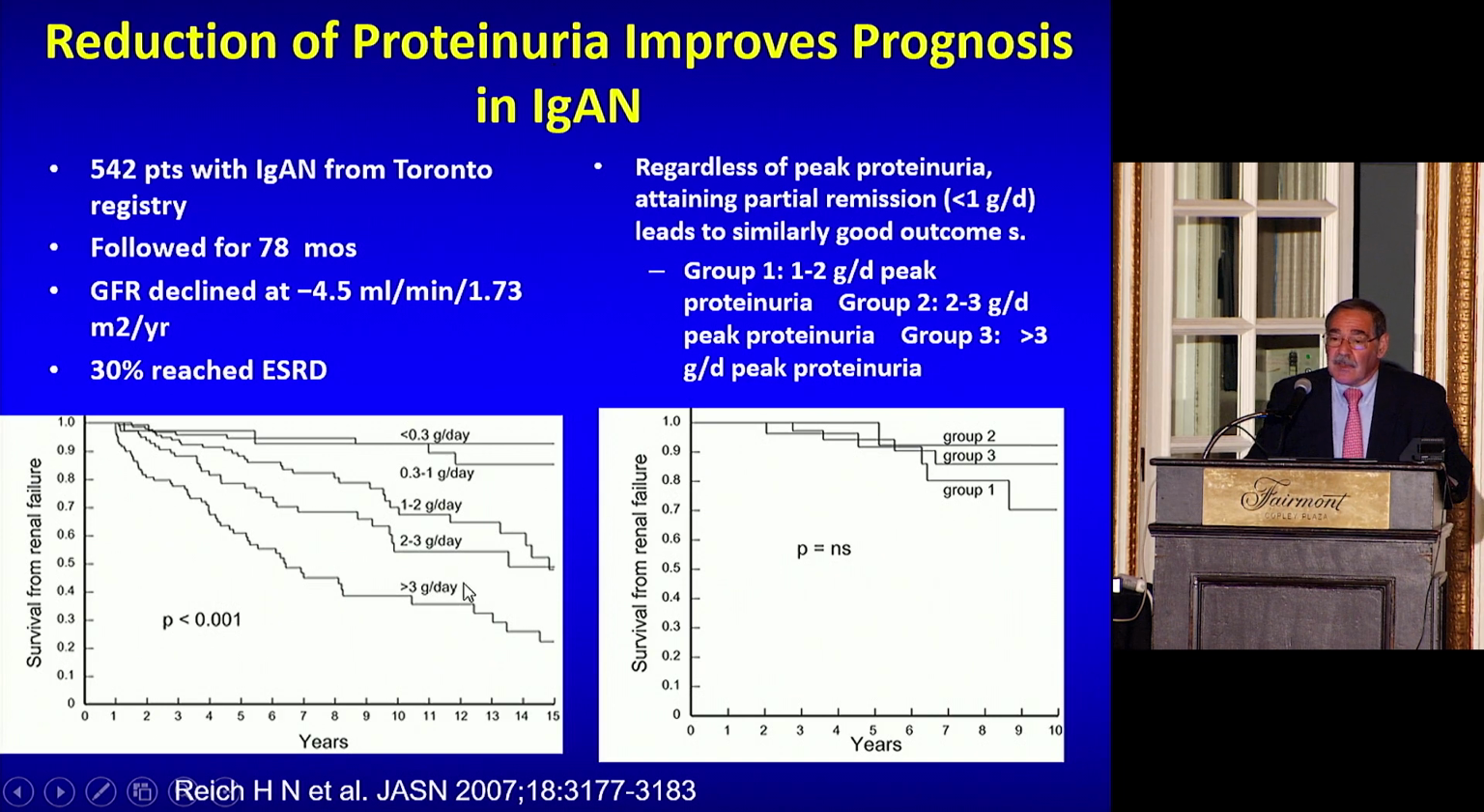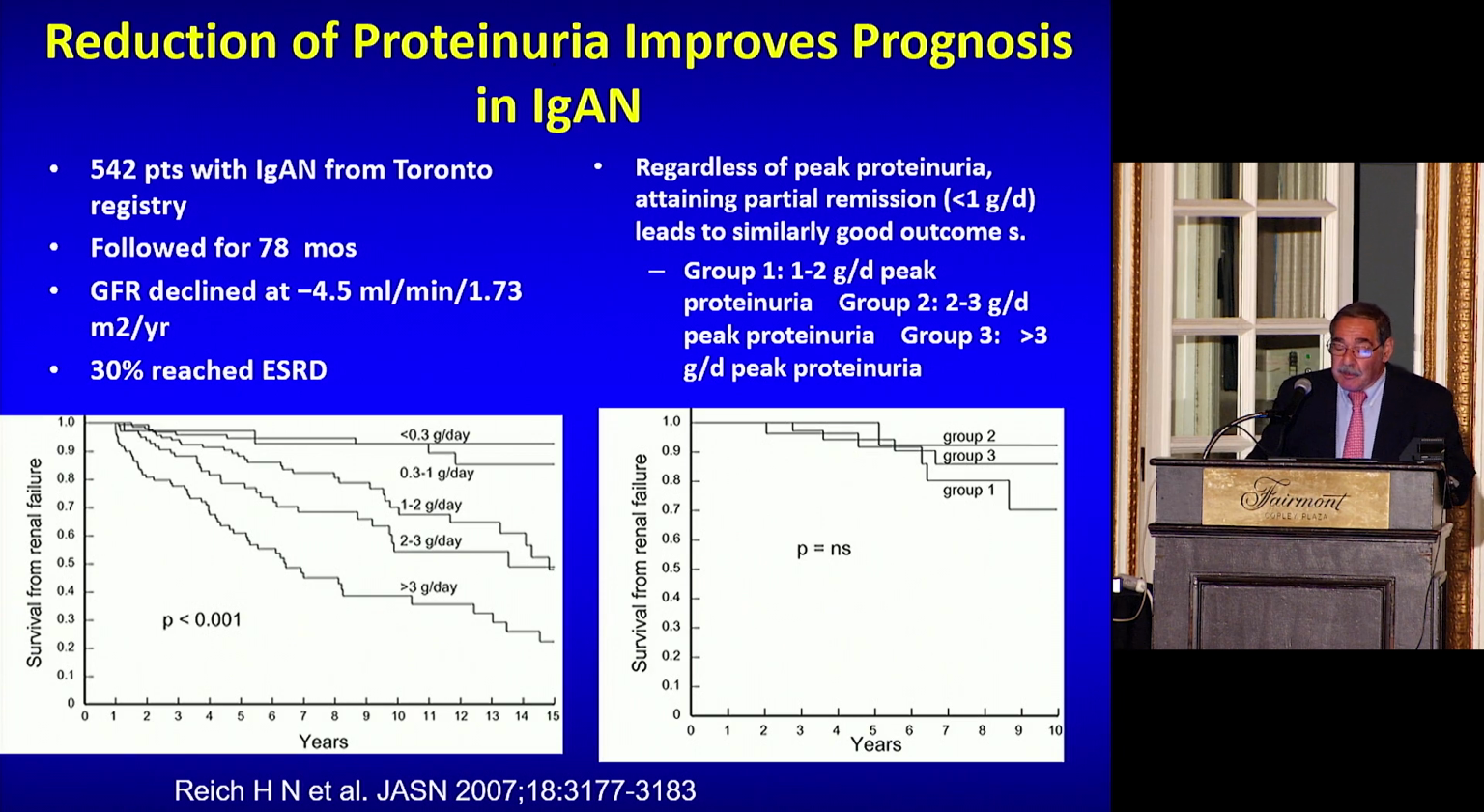Now just think to yourself, if that person had focal sclerosis or membranous, and you had 2 grams of proteinuria, you'd say, I'm doing great. This person's going to have a great outcome. But here in IgA, they have a bad outcome with just that amount of proteinuria.